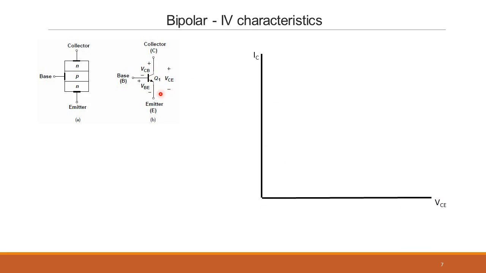So for very low values of VBE, we know that this forward-biased junction is not even turned on. This PN junction is not even turned on. It's below its cut-in voltage. So no current flows. If there's no current through the emitter, there's no current through the collector. And this region is called the cutoff region, where there's no current flowing through the device. Okay. Now as you increase VBE, some amount of current will start flowing through the emitter.